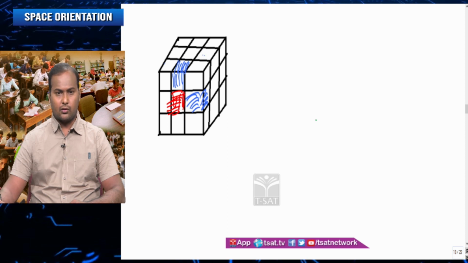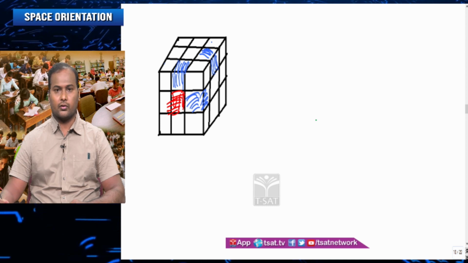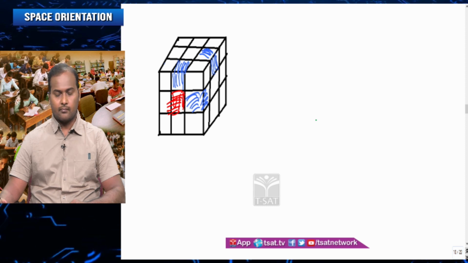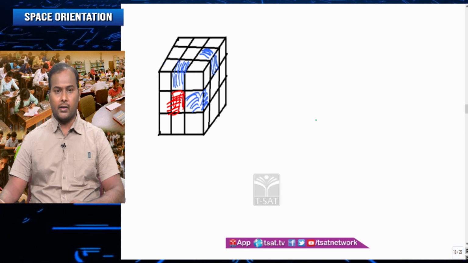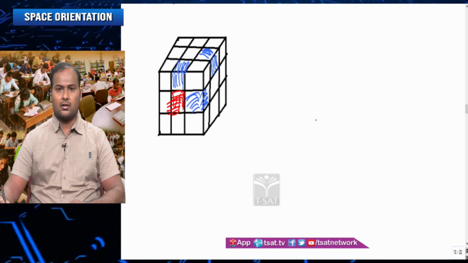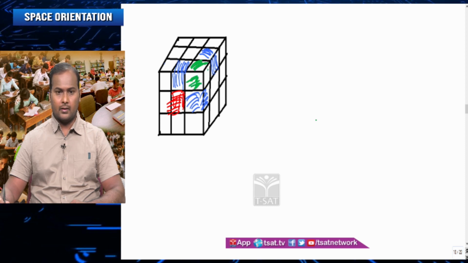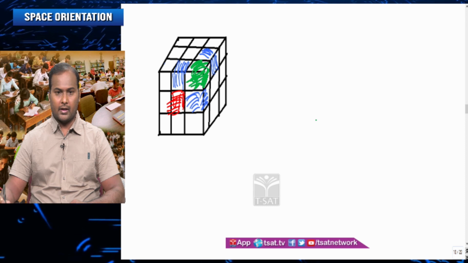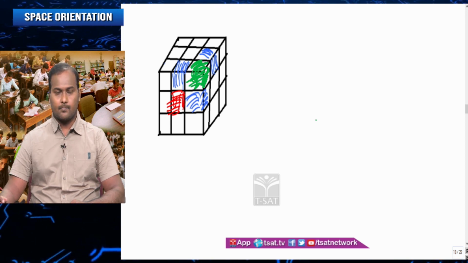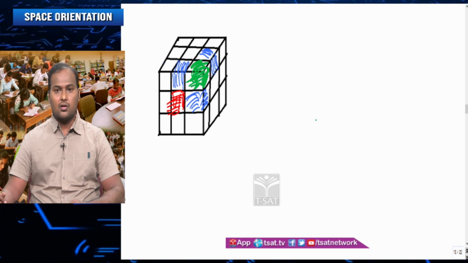In the same way, any two-side painted cube will always be on the edge. So this is also a two-side painted cube. Remember that a two-side painted cube is always present on the edge. And what is the next one? A three-side painted cube. Generally, this three-side painted cube is always present at the corner. See here, 1, 2 and 3. So one side paint is present at the center, two side paint is present on the edges, and three side paint is present in the corners.